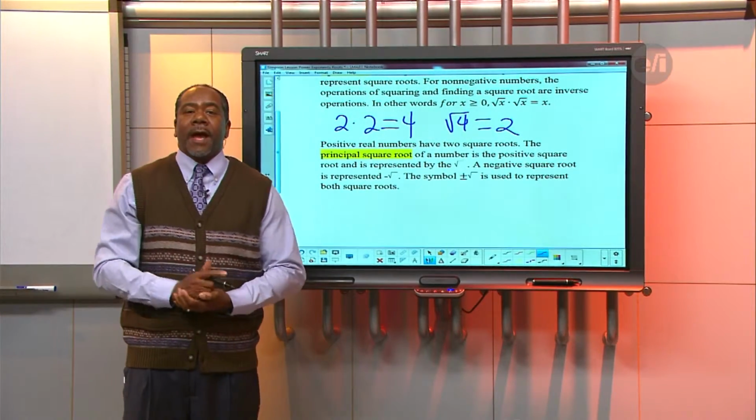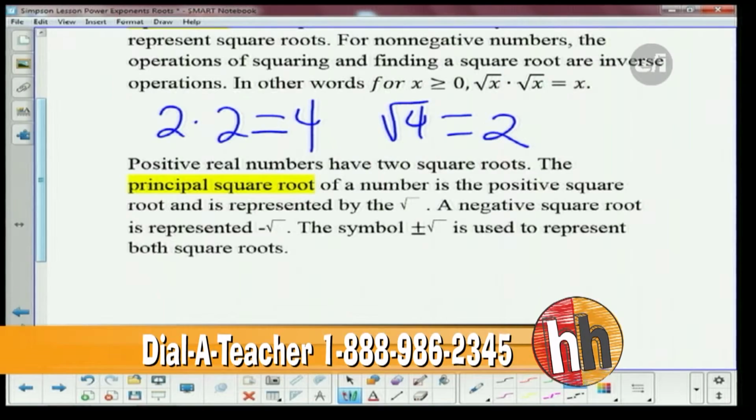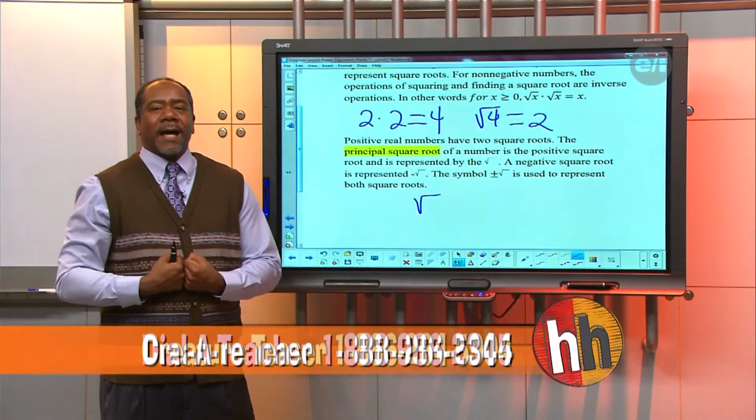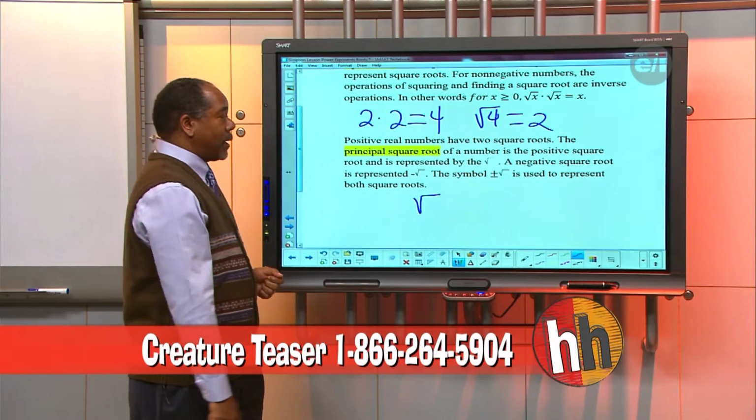Positive real numbers have 2 square roots. And the symbol for square root is that symbol there. When you see that, basically what it means is we're going to be finding out what number inside of it is multiplied by itself to get that number.